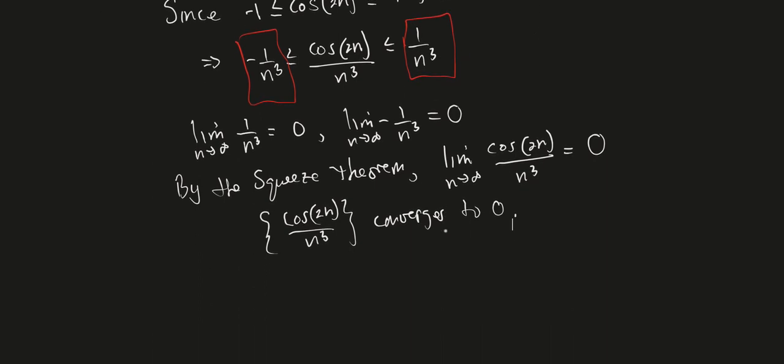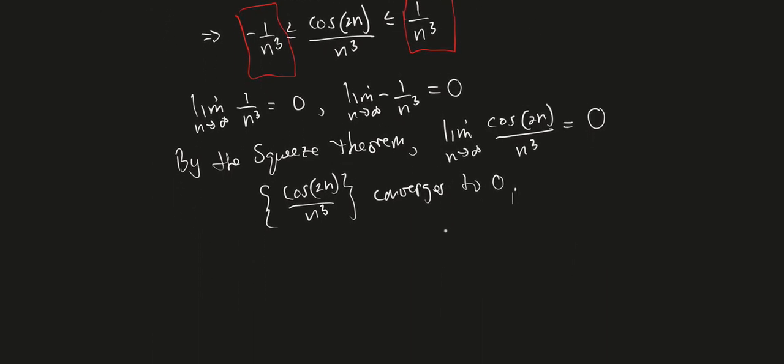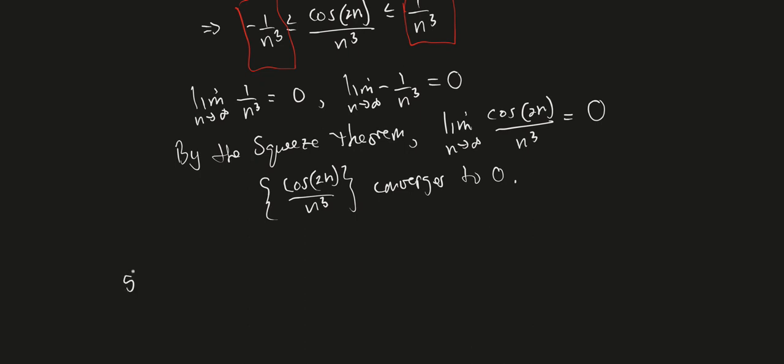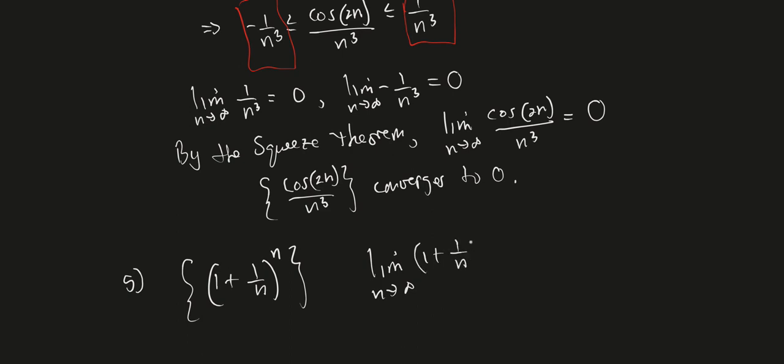All right, one more example. So example 5. Let's take a look at the limit. So let's say this is our sequence: 1 plus 1 over n to the power n. So let's say the limit as n goes to infinity of 1 plus 1 over n to the nth power.